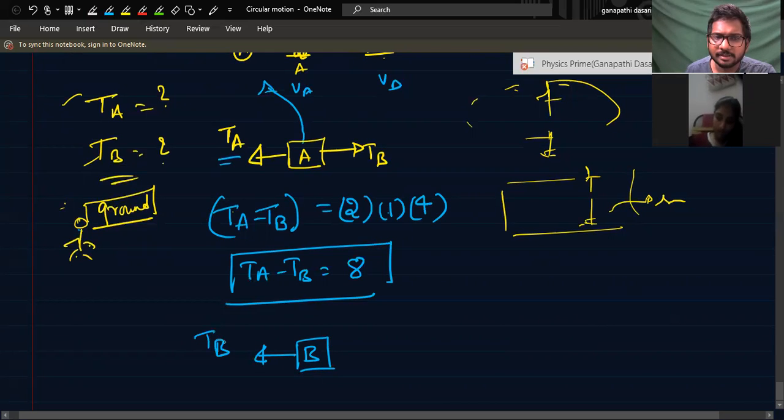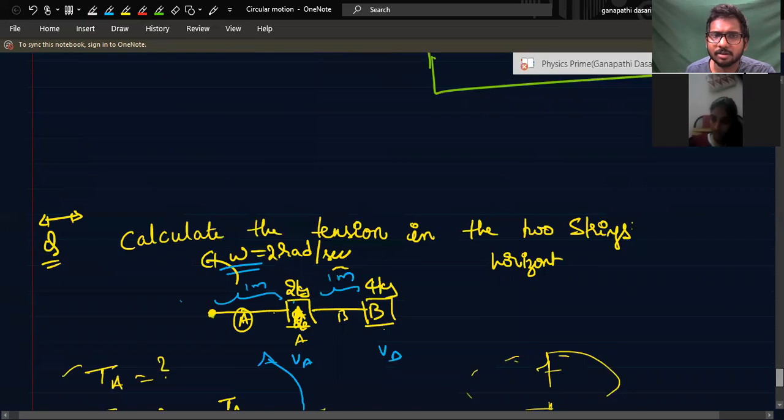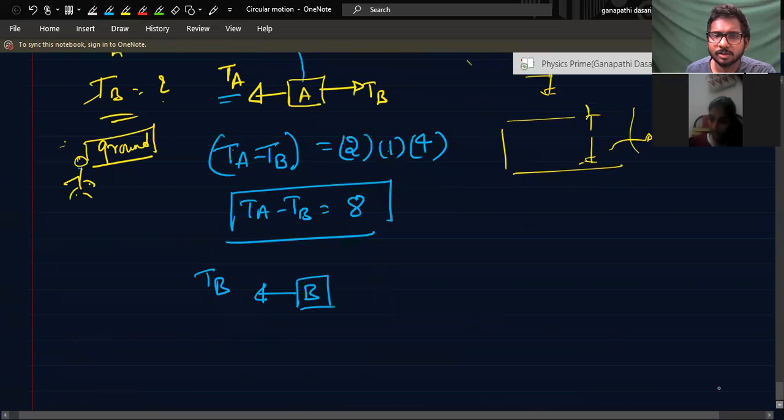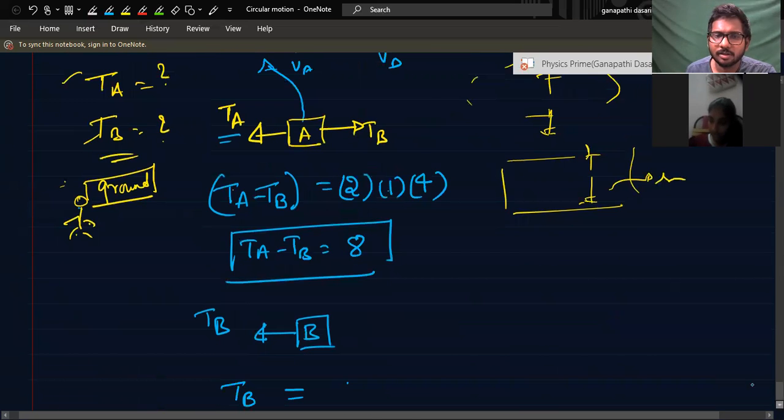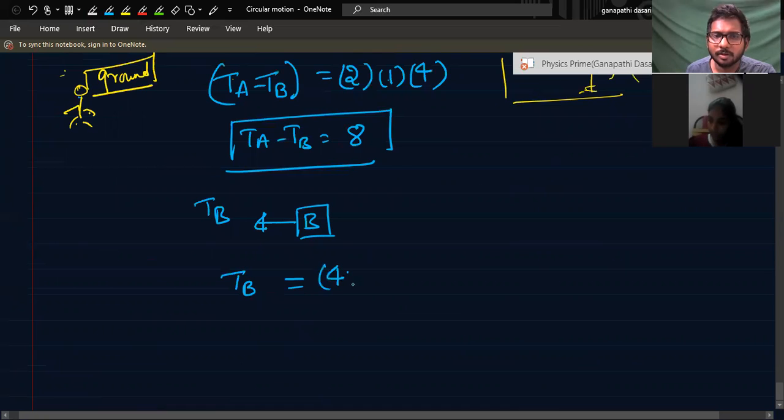So Tb. Is there any other force on the B block? No. So Tb is equal to m r omega square. That is how many kg did I tell? 4 kg. So 4 into 1 into, sorry, 2. 2 meters is the radius of the circle traveled by the B block. So m into r into omega square, that is equal to 4.